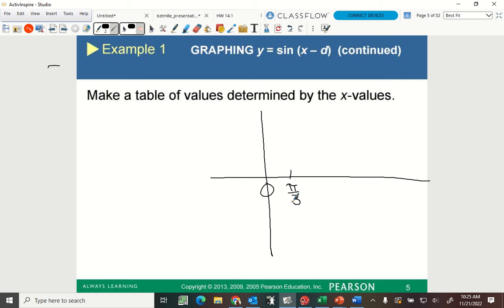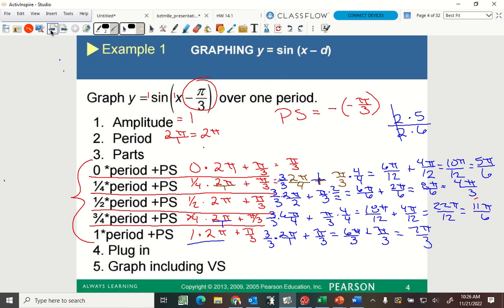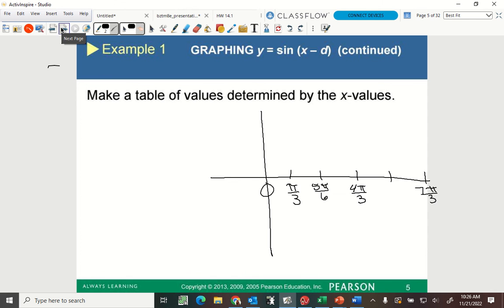Now, what is my last part? 7 pi over 3. So right here at the end, I'm going to put 7 pi over 3. To do my graph, I got my start, I got my end, so just go ahead and put the points in between. So I just keep splitting the difference. After pi over 3 was 5 pi over 6. After that was 4 pi over 3, and 11 pi over 6.